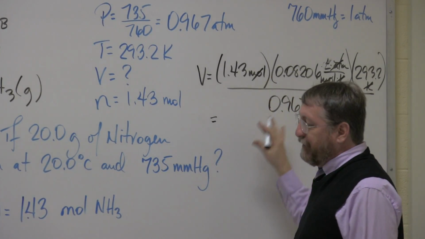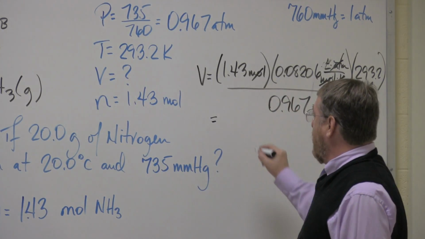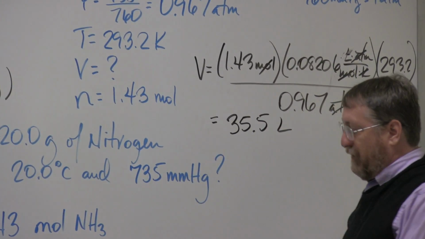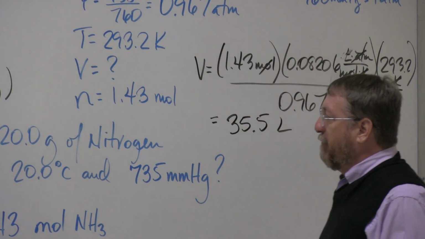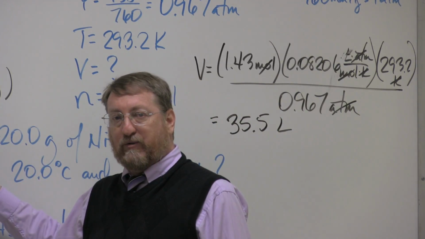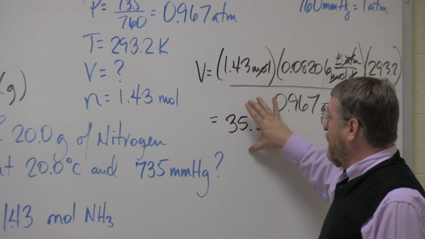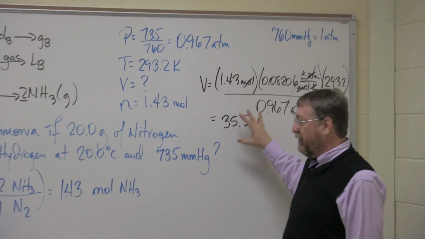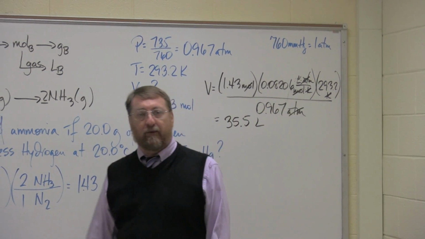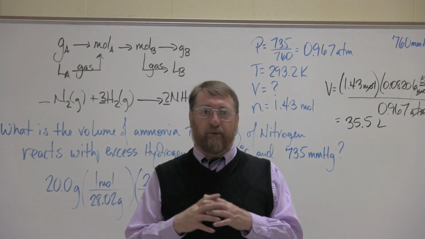So we plug that into the calculator, and we will get 35.5 liters. So, if we completely react 20 grams of nitrogen with however much hydrogen is necessary, it's in excess, we will get a volume of 35.5 liters at 20 degrees Celsius and 735 millimeters of mercury. That is gas laws combined with stoichiometry.